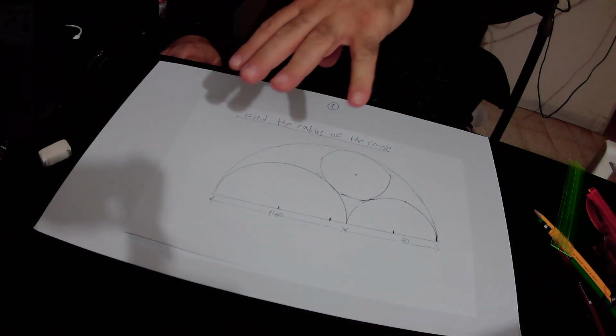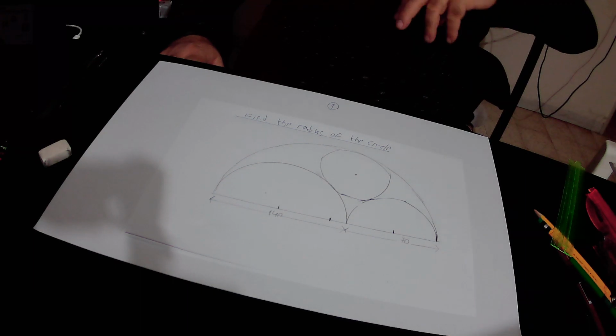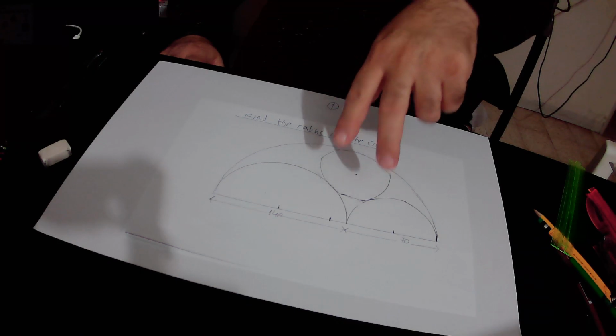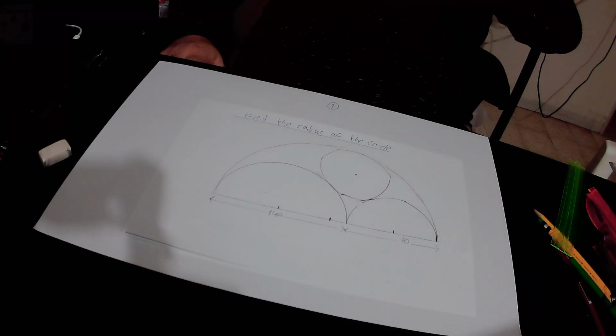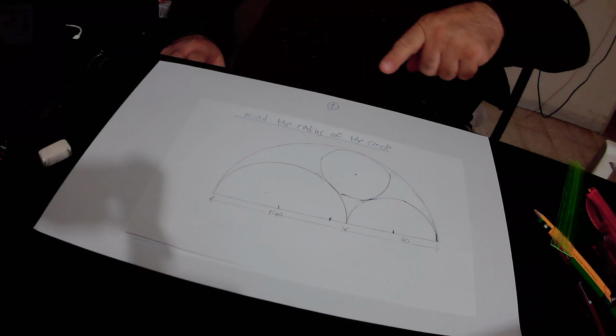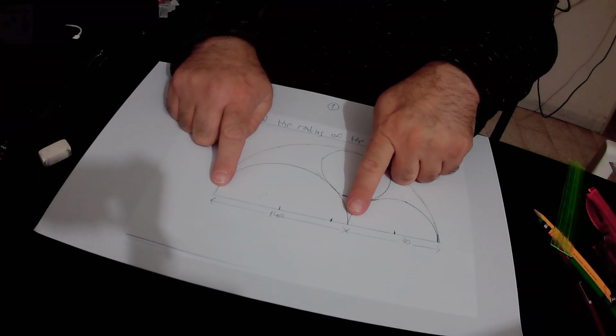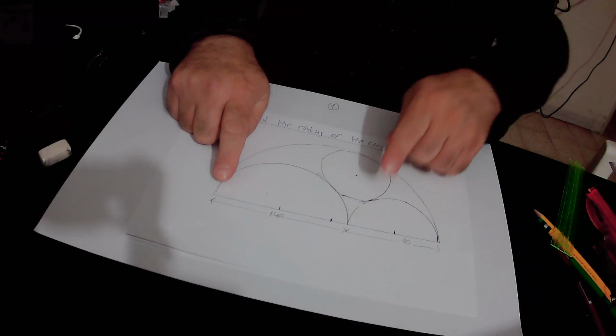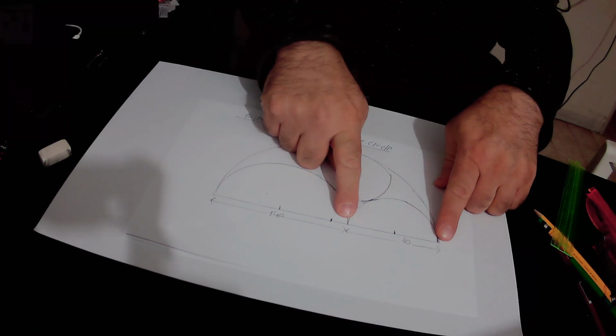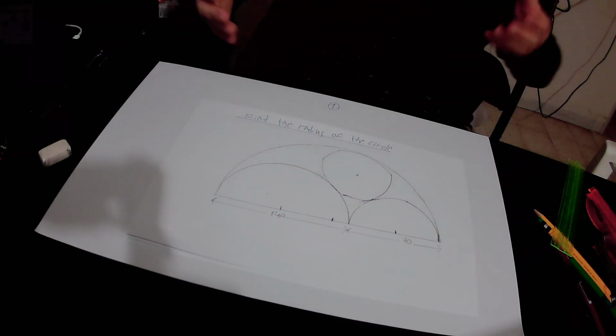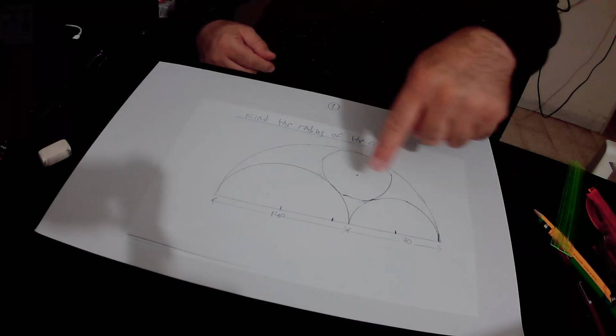Hello, in this lecture we'll find out the radius of the circle. In the drawing we have a big semicircle. Inside this big semicircle we have two small semicircles and one circle. We know that this line segment equals 140 units and this line segment equals 70 units, and our mission is to find out the radius of this circle.